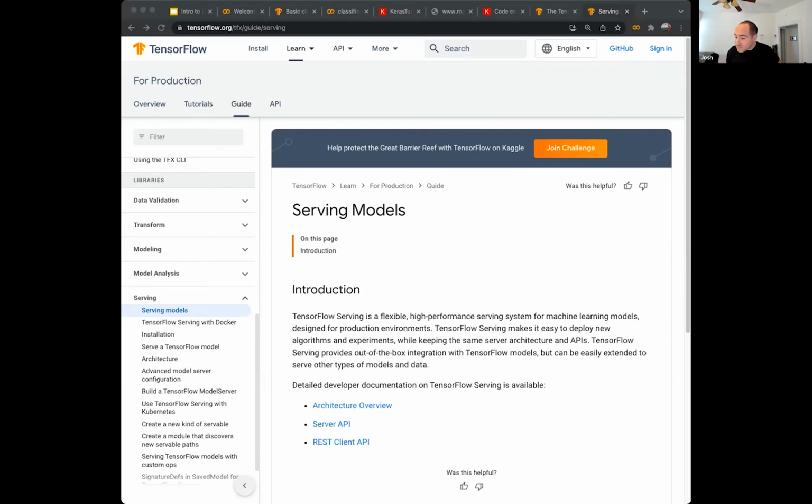Okay, let's see. Are there ways to instrument the change in an input data distribution? Yes, we have tools for that.